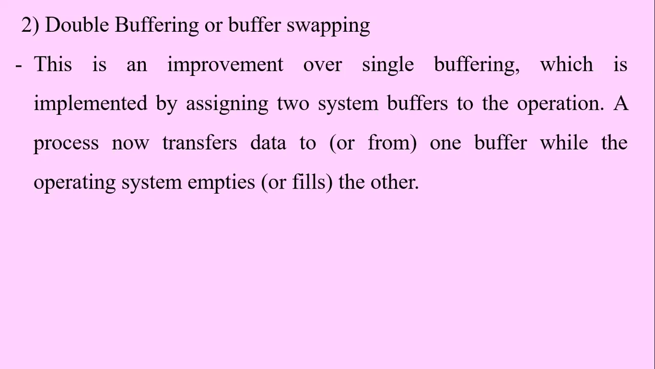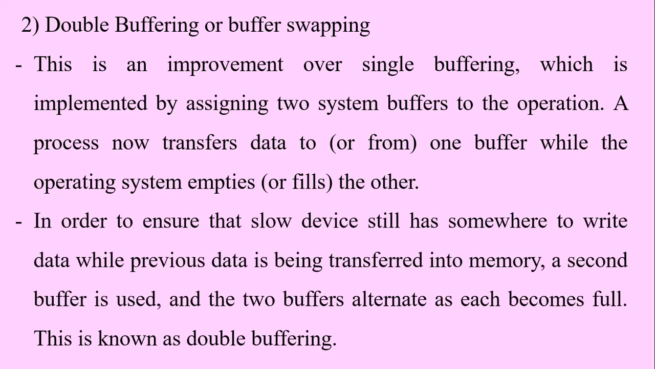Number two is double buffering or buffer swapping. This is an improvement of single buffering, which is implemented by assigning two system buffers to the operation. A process now transfers data to or from one buffer while the operating system empties or fills the other. In order to ensure that the slow device still has somewhere to write data while previous data is being transferred into memory, a second buffer is used, and the two buffers alternate as each becomes full. This is known as double buffering.